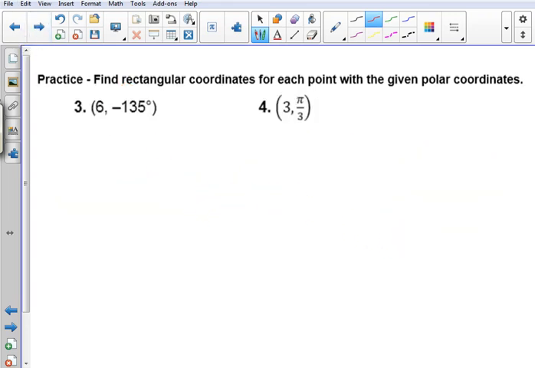Oh, 2 more of these? Okay. Number 6, what's the cosine at negative 135?